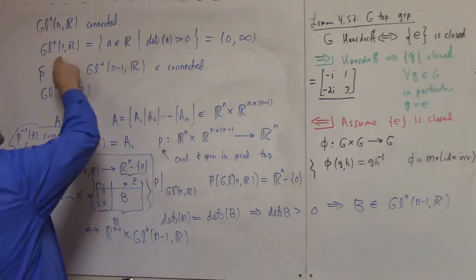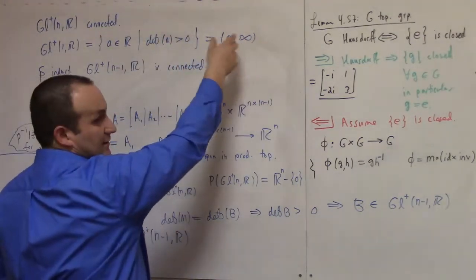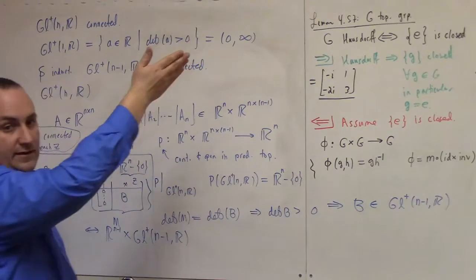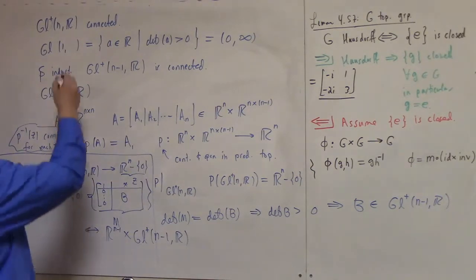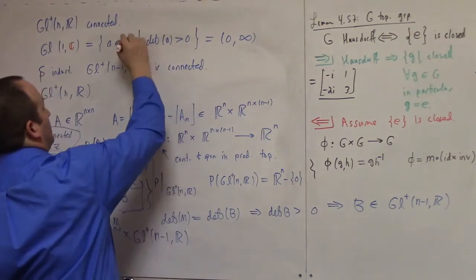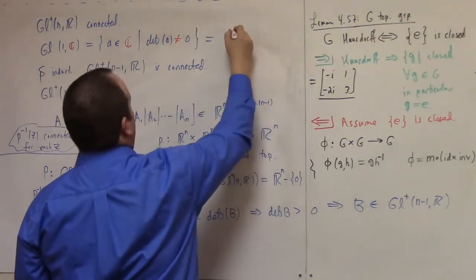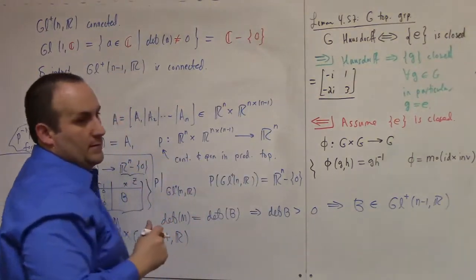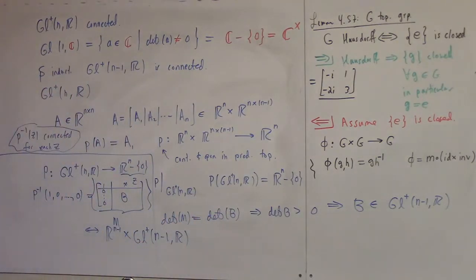And so in GL1R, if I were to erase the plus, then I would have a disconnected thing. I would have minus infinity to 0 and 0 to infinity, right? It wouldn't be connected. But in the case of the complex, what happens in the one-dimensional case? That's just the multiplicative group of complex numbers, the non-zero complex numbers, the punctured plane. That's connected. So the same inductive argument works. And so GLNC is connected.